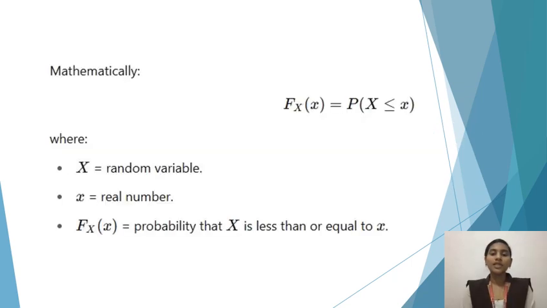As we have discussed about the theory of the probability distribution function, let us mathematically see the equation of it. The capital PDF is denoted as capital Fx of x, which is equal to the probability of capital X less than or equal to x. Here in this equation, capital X is the random variable and small x is the real number. And capital Fx of x denotes the probability that X is less than or equal to small x.